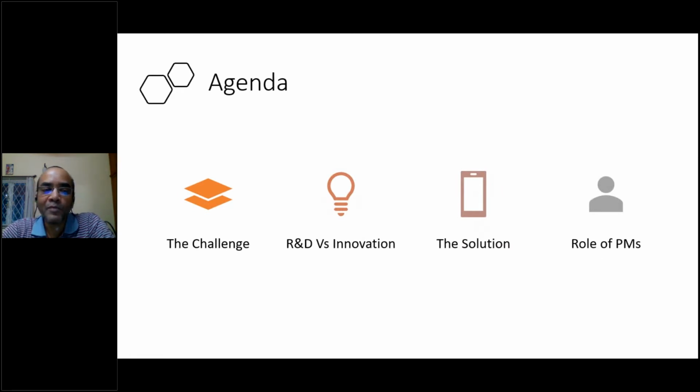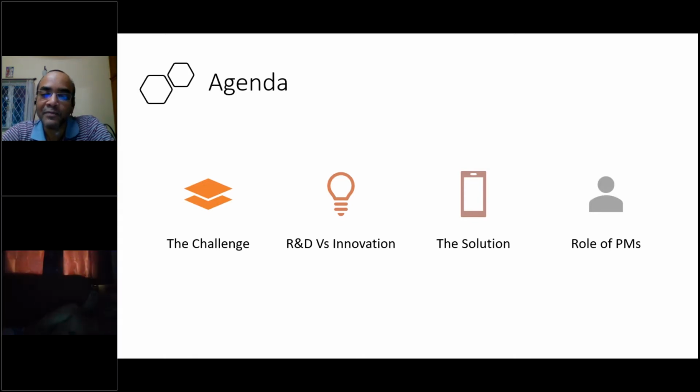So in terms of the agenda, I'll talk a little bit about the challenge that we have today. And we'll delve into a little more detail on R&D versus innovation. So there's R&D, there's innovation. What's the difference? Do they mean the same? We'll try to get a little bit of insight into that. And we will provide a potential solution on how this can be achieved and how this has been achieved, I should say. And the role of project managers, which I think is pretty critical. And project managers could be great enablers of industry-academia interaction.